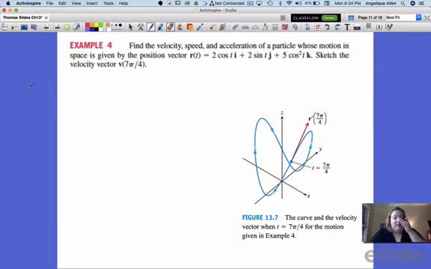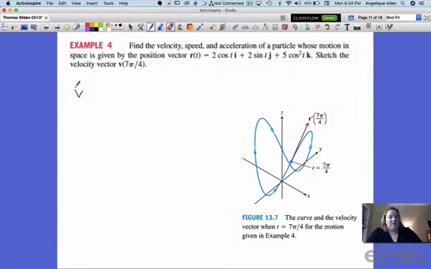So let's look at this one. This is still theoretical with no application behind it, but let's see what we're doing. The picture actually depicts velocity. So find the velocity, speed, and acceleration of a particle whose motion in space is given by this position vector, and then sketch it. I cheated and went ahead and gave you the sketch because I don't think we have enough experience to look at 5 cosine squared of t and be able to sketch that right now. You probably haven't played with it enough to do that.